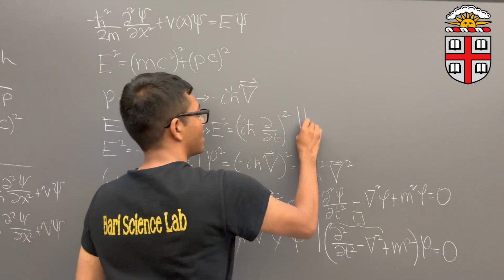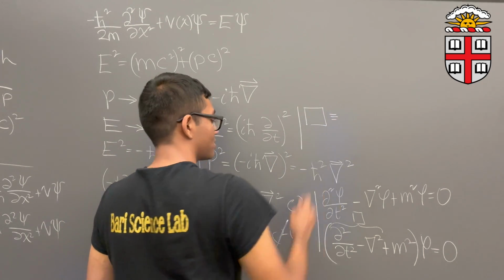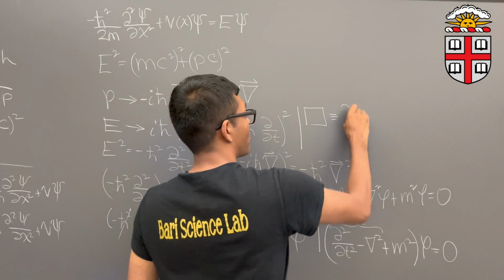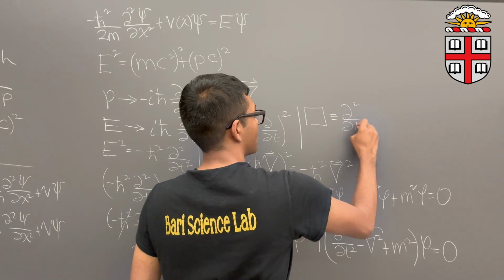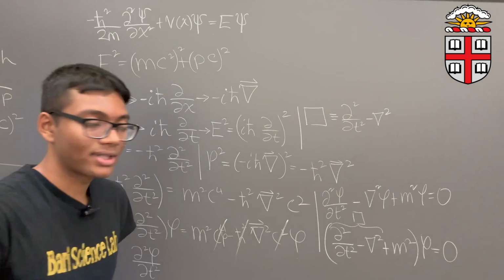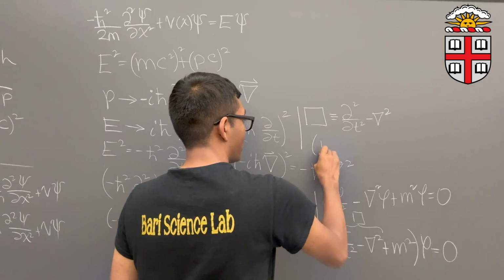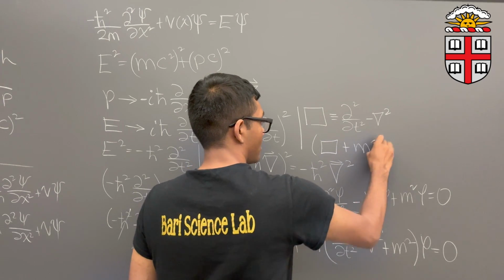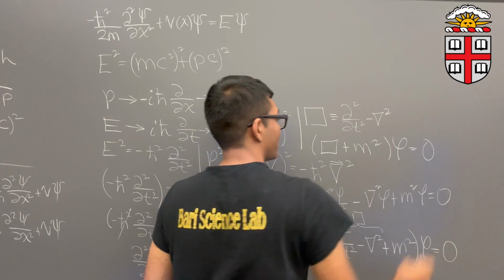So let me clarify that here. The D'Alembert operator, this little square, is defined as partial squared partial t squared minus nabla squared. So that simplifies our expression to the D'Alembert plus m squared acting on phi gives us 0.